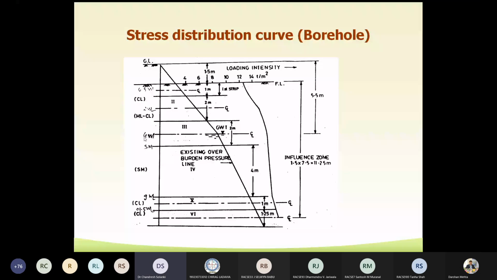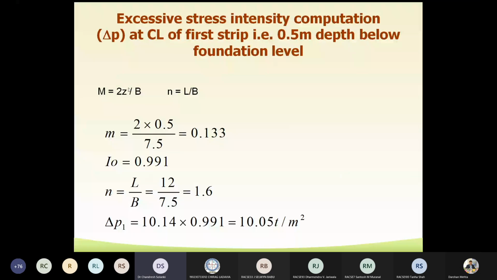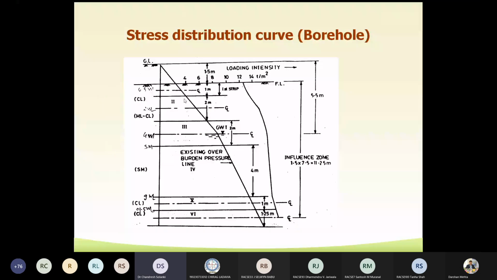So here m is equal to 2z by B and n is equal to L by B. z is the depth of the center of the particular layer. It has been taken here 0.5. The first layer is of 1 meter. Its center is at 0.5 meter from the bottom of the foundation. That's why it is 0.5. Similarly for the second layer, it is 1 plus 2 by 2, that is 2 meter. z is equal to 2 meter for the second layer. z is equal to 4 meter for the third layer. z you may compute for the fifth layer and sixth layer.